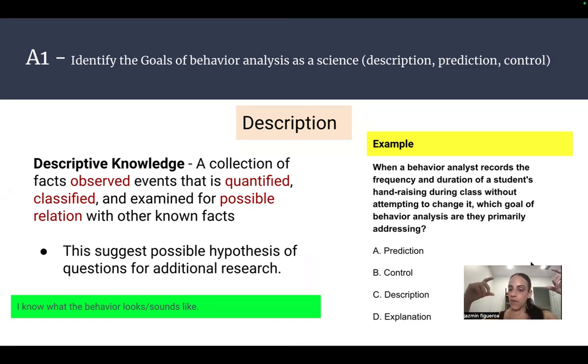A quick snippet of how to remember description is: I know what the behavior looks and sounds like. That's in green at the bottom. That's just a quick sentence to help you memorize what is description and how it's different from prediction and control.